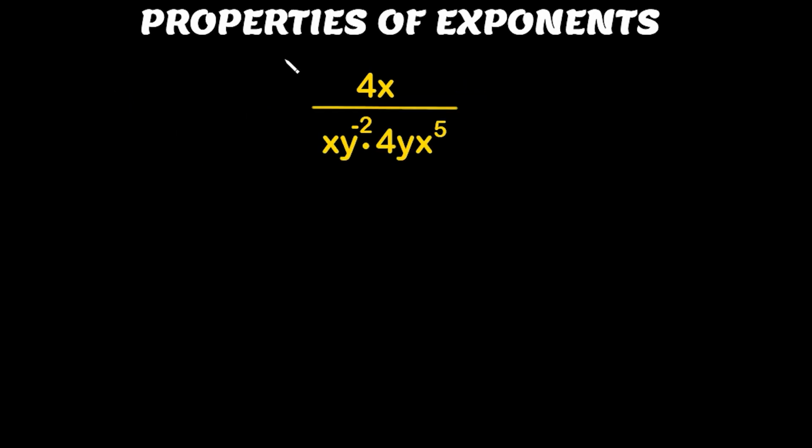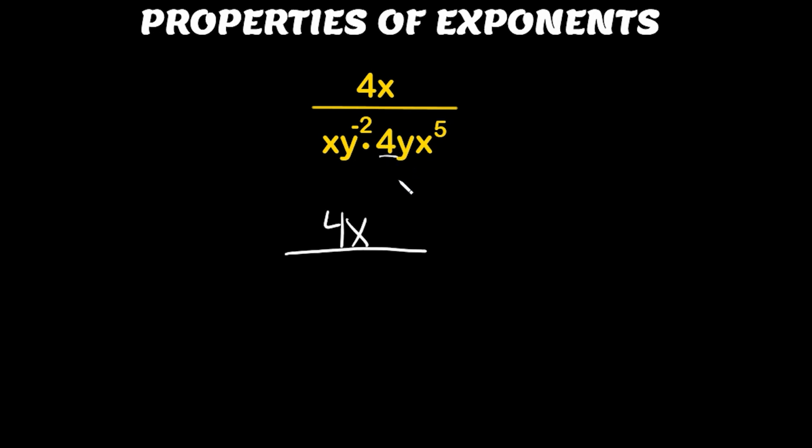It's division. Now, whenever you are given division, here's my recommendation to you. Simplify the numerator, then simplify the denominator, and then go from there. So looking at my numerator, I can't do anything. I just have 4 and then x.